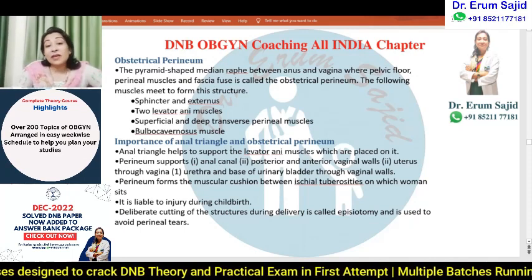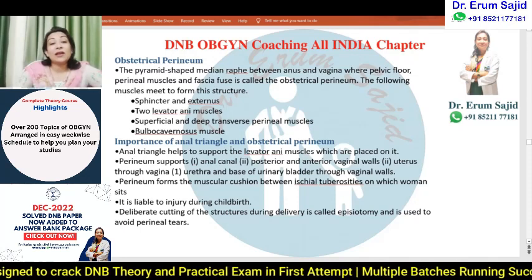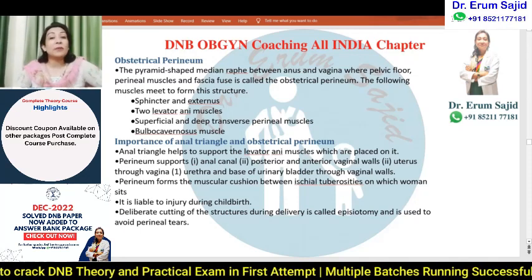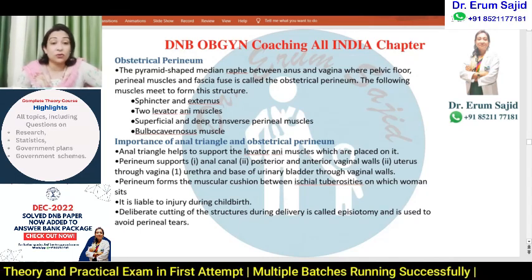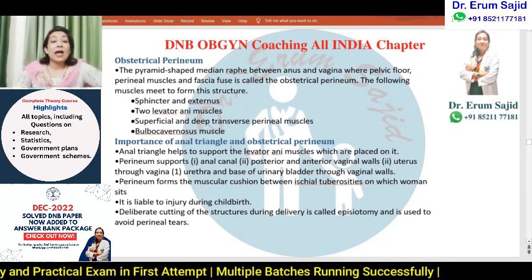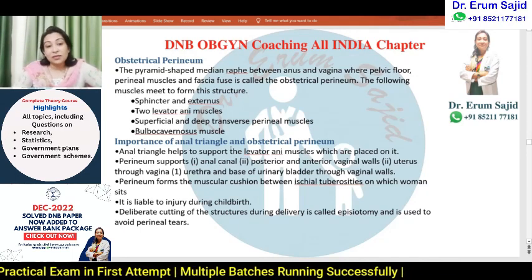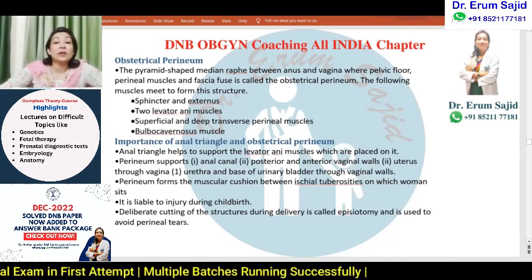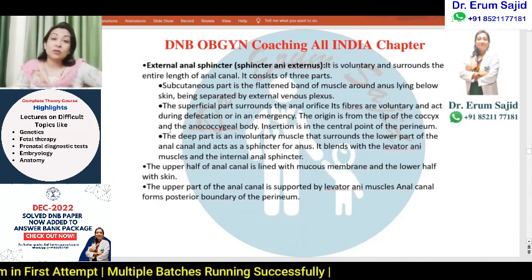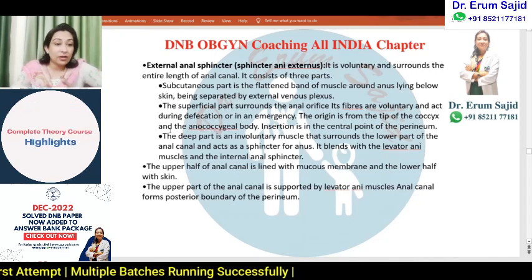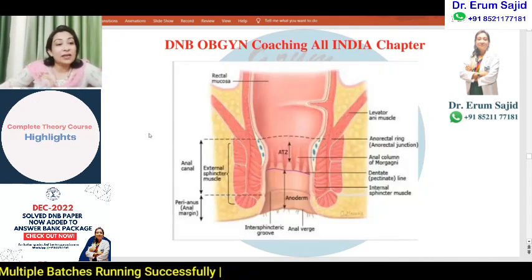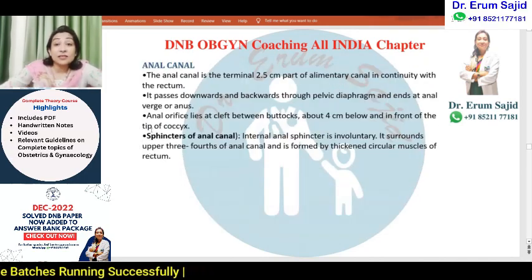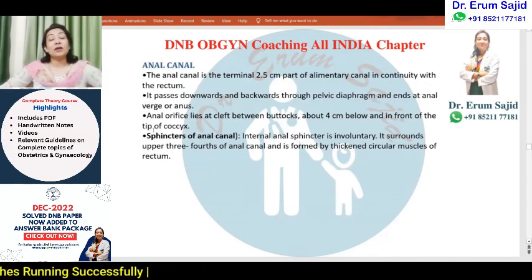So, importance of the anal triangle and obstetrical perineum. The anal triangle helps to support the levator ani muscles which are placed on it, and the perineum supports the anal canal, posterior and inferior vaginal walls, uterus through the vagina, and urethra, and it's liable to injury during childbirth. Deliberate cutting of structures during delivery is called episiotomy, and you should know the structures which are cut during episiotomy. That's all I'd like to mention. As far as the anal canal is concerned, I'll be taking that up in the other class. Thank you.